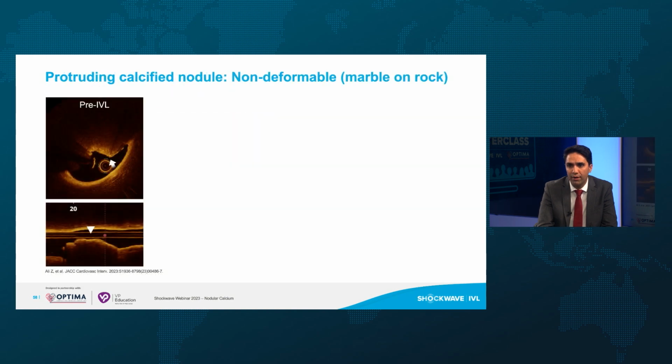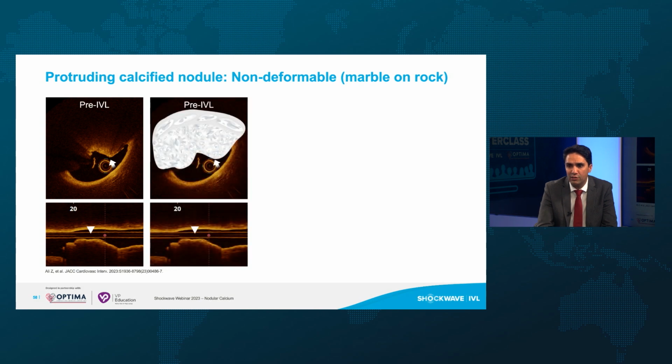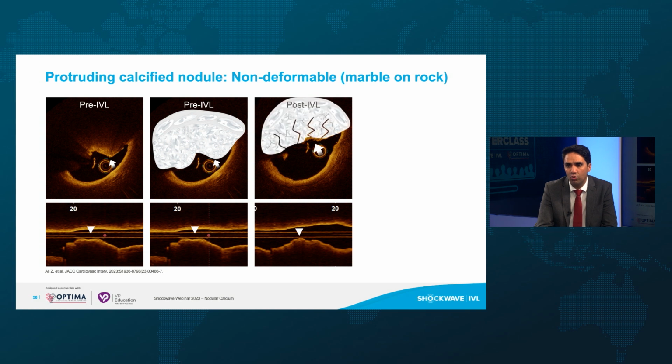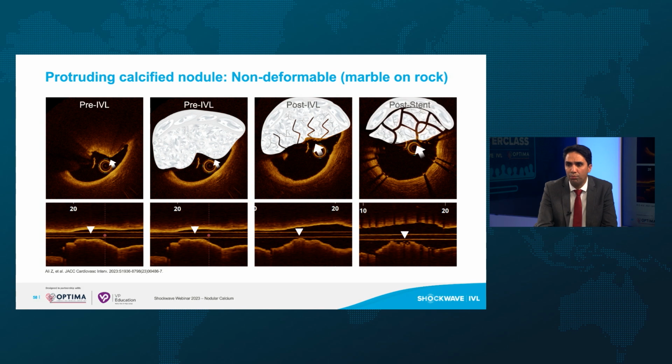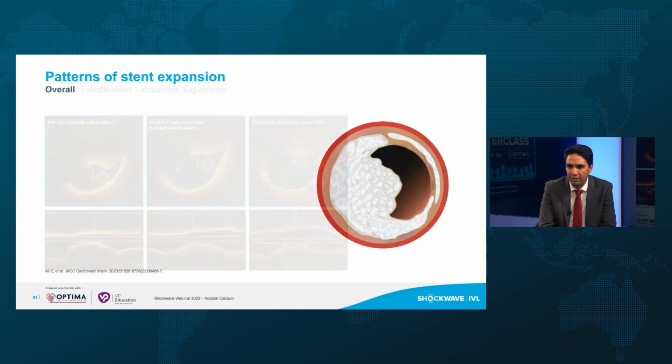Now, we also have to worry about these protruding calcified nodules and what the potential impact of IVL is in these patients. The potential impact, of course, is to create fractures in the nodule, which may be able to break the calcium into smaller fragments and push it out further, improving compressibility and vascular compliance. When we look at these patients who have nodular calcification that were non-deformable with eccentric expansion, we did see eccentric expansion and asymmetry, but very good minimal lumen areas.